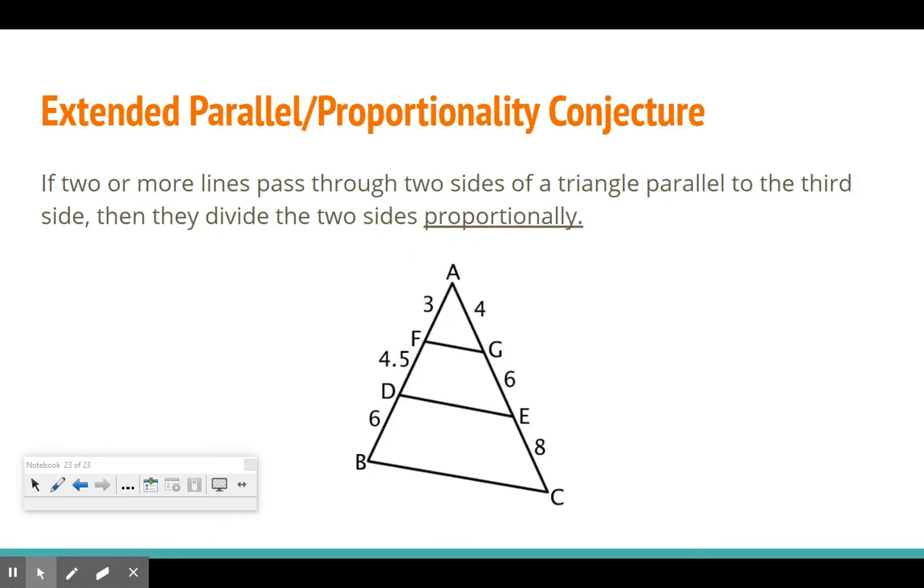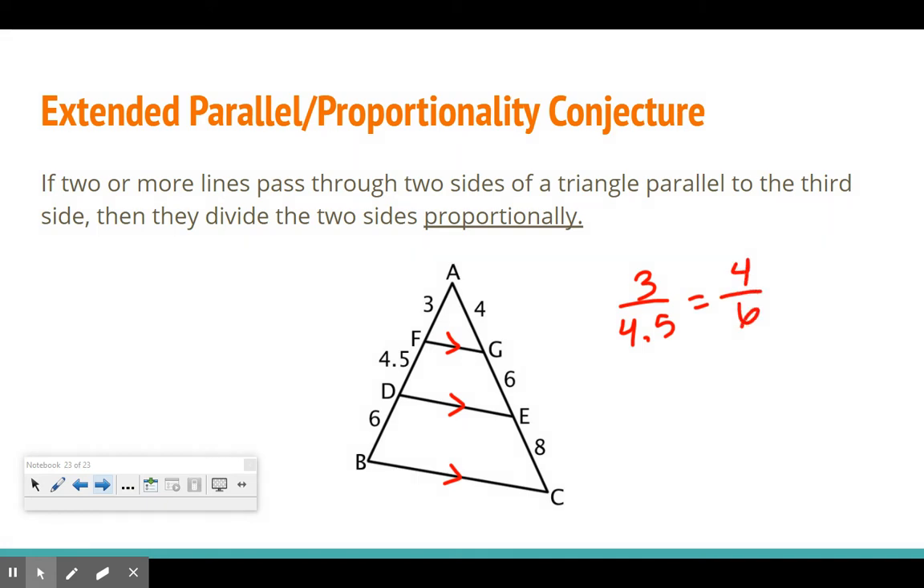Next, if we have two or more lines that pass through two sides of a triangle, parallel to that third side, so if we have multiple, boom, boom, then the two sides are proportional. Okay, so that means 3 over 4.5 is going to be proportional to 4 over 6.